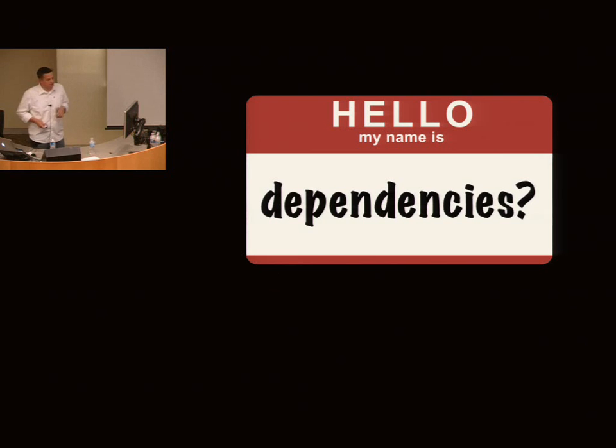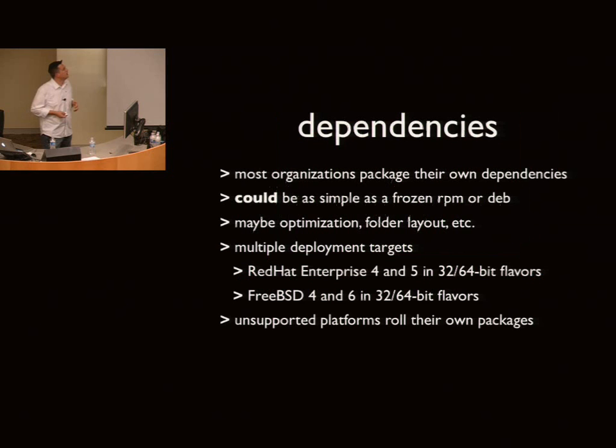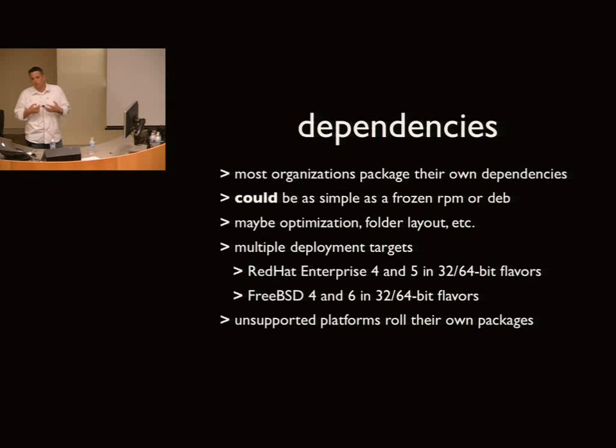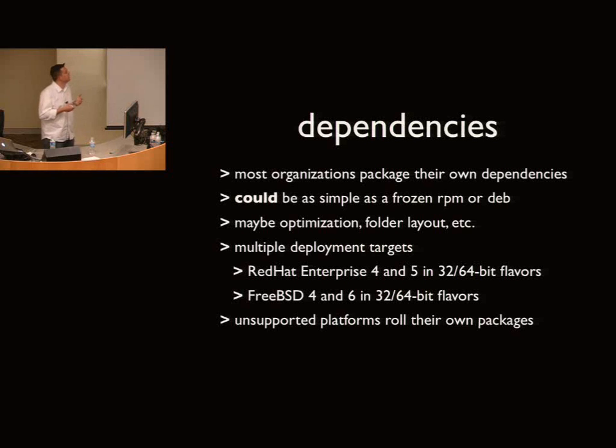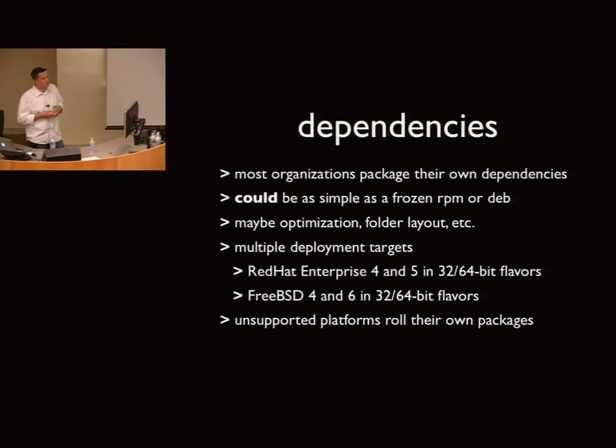Dependencies within your application. This is kind of a big one. A lot of places will package up their own packages of, let's say, Perl or PHP or whatever. It could be as simple as just tracking an RPM or a specific Debian package from upstream, but it's more than likely not going to be. It may have some sort of optimization, or a specific folder layout, but it also may have certain features that you can enable or disable at compile time, for whatever reason.